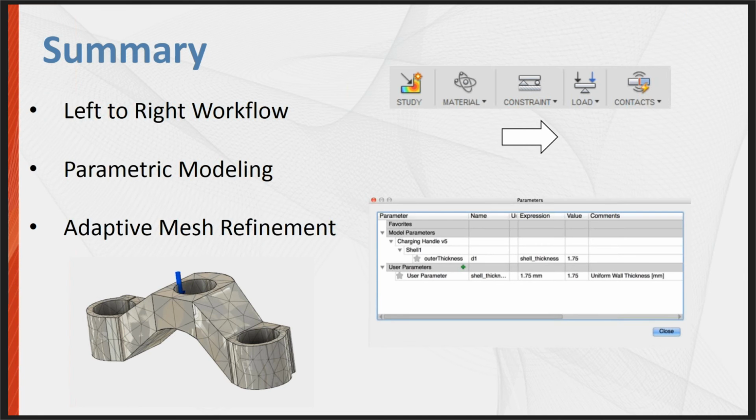With that being said, that concludes it for the content of the presentation. Now let's go over what we talked about today. Keep in mind that Fusion has a left to right workflow, and not only in the simulation workspace, but in the other workspaces as well. You can edit the dimensions of your part through the parametric modeling or the parameters window without having to go into your sketch. And you can have more accurate results using adaptive mesh refinement, that tool I showed you guys at the end there, which adds more of those tetrahedrals to help you out with the calculations.